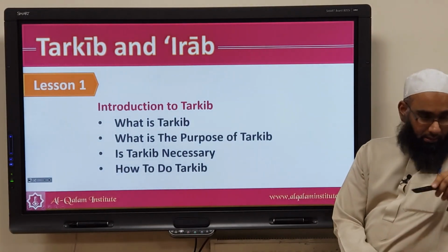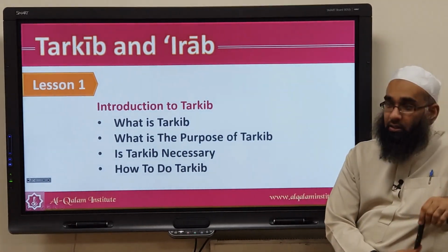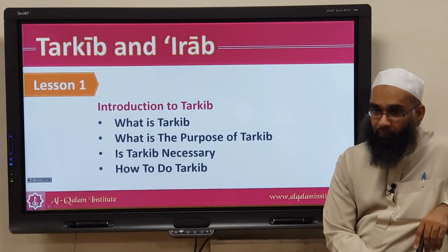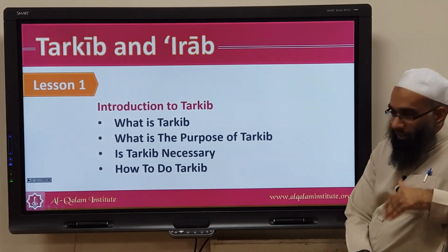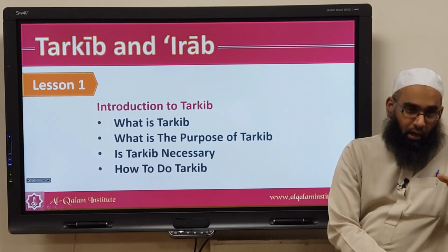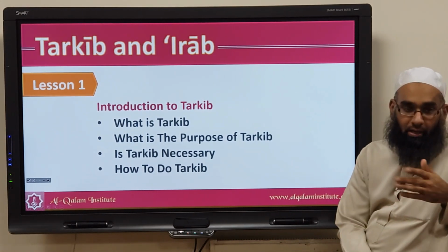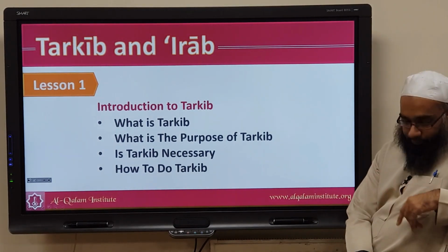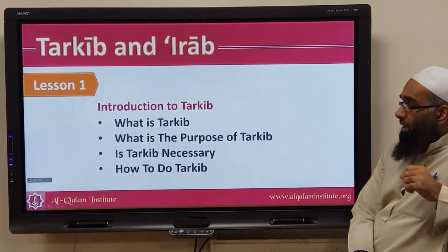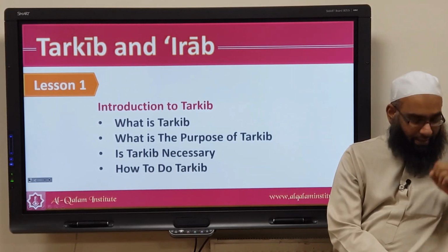So inshallah in this course what we're going to be discussing is two things, Tarkib and Irab. Many of you are aware of Tarkib basics. We're going to complete all the different structures. And we're going to do something called Irab, and I'll explain to you what the difference between the two of them is. So first thing is, what is Tarkib? What's the purpose of Tarkib? Is it necessary, and how do we do it? How do you write it up?